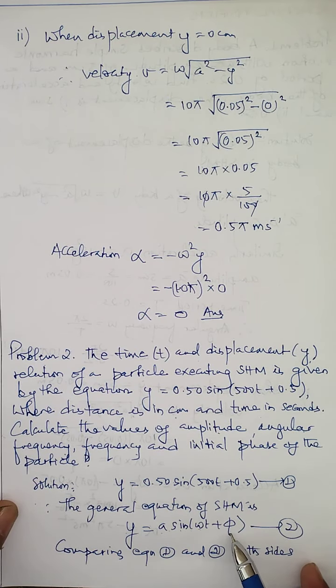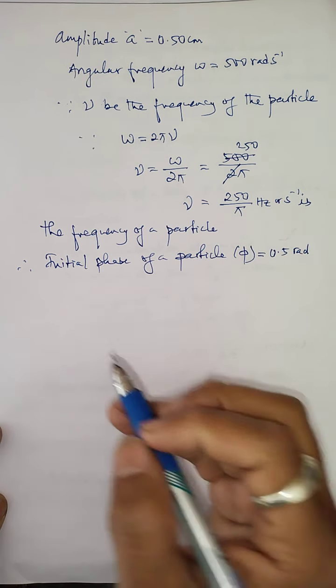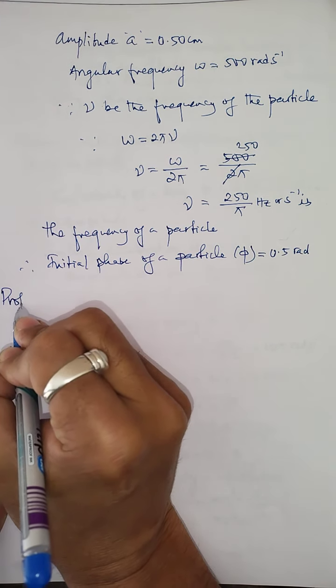Therefore, the initial phase of the particle, which is marked by the letter phi, is 0.5, and the unit we simply write as radian. So the initial phase of the particle is 0.5 radian. So this is the solution of problem number 2. Okay. Now we'll be solving the next problem, that is problem number 3.